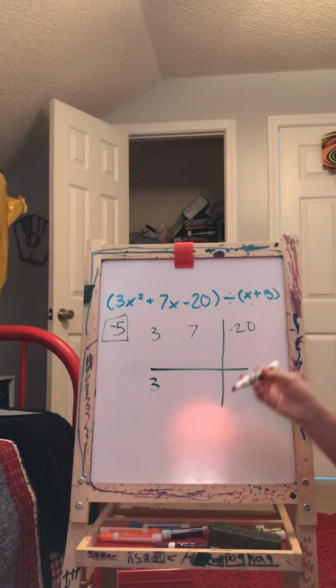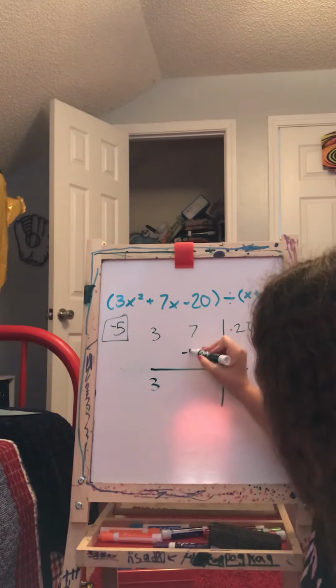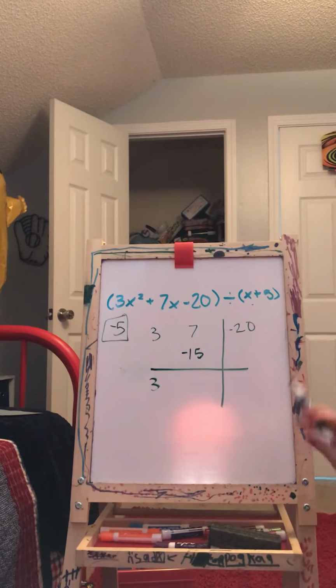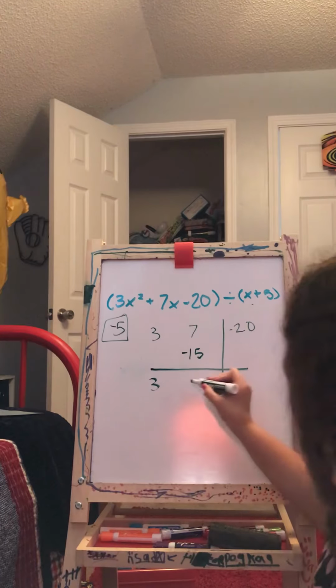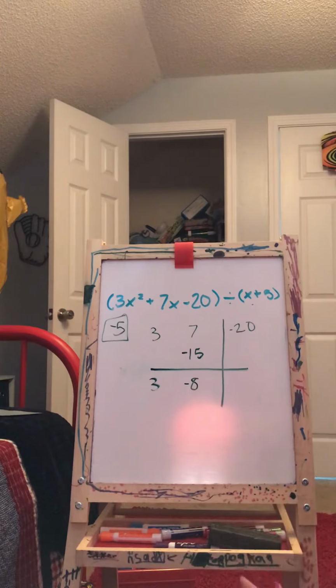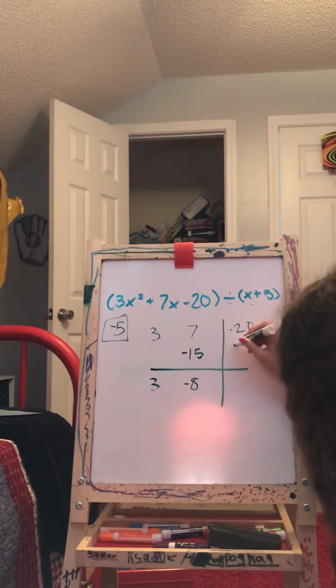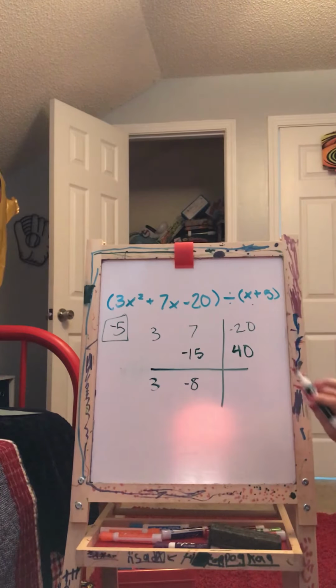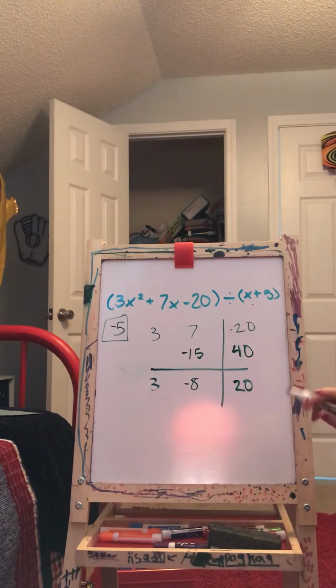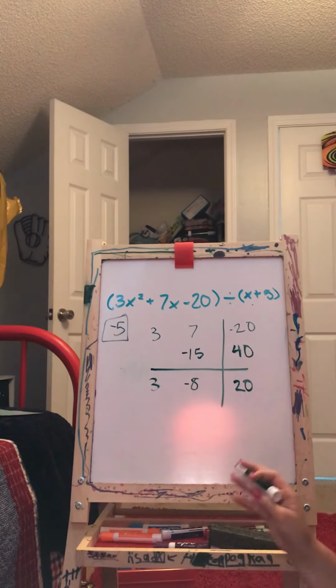So 3 times negative 5 is what? Negative 15. So then you're going to add these numbers, okay? So what is 7 plus negative 15? That's negative 8. So then negative 8 goes down here, and then you're going to multiply negative 8 by negative 5, which is going to give you positive 40. Okay, so then what is 40 plus negative 20? That is a positive 20. So this is your remainder, but we'll deal with that in a second.